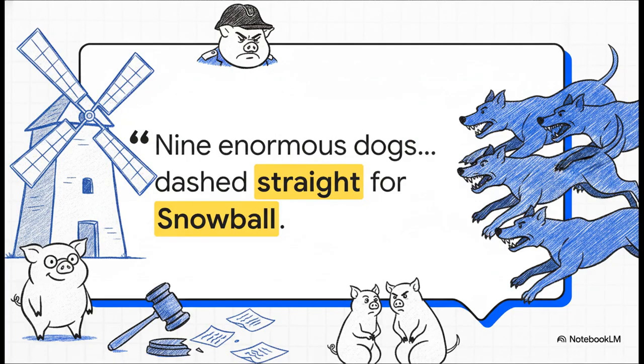Let's look a bit closer at Step 1, which actually goes down in Chapter 5. Snowball proposes building a windmill to help everyone out, but Napoleon doesn't want to share power. The text literally says, "Nine enormous dogs dashed straight for Snowball." This incredibly violent power grab perfectly represents Stalin using his secret police to exile his political rival Trotsky. And from this exact moment on, totalitarianism officially begins on Animal Farm. The debates are totally over.